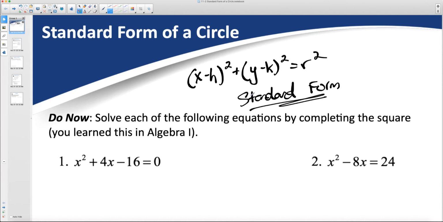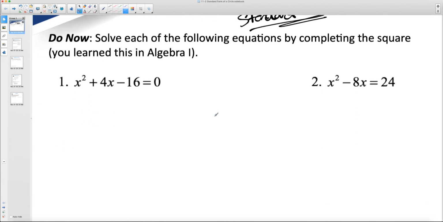So I thought it would be a good idea to do these two do now questions. This is what you did last year, solving by completing the square. If you remember, we want to solve for the roots by completing the square. What we're going to first do is make sure our leading coefficient is a 1. It is. Next thing we're going to do is move over our constant. So we're looking at x squared plus 4x equals 16. I'm going to write another line here, leave a little bit of a space, and put a box.